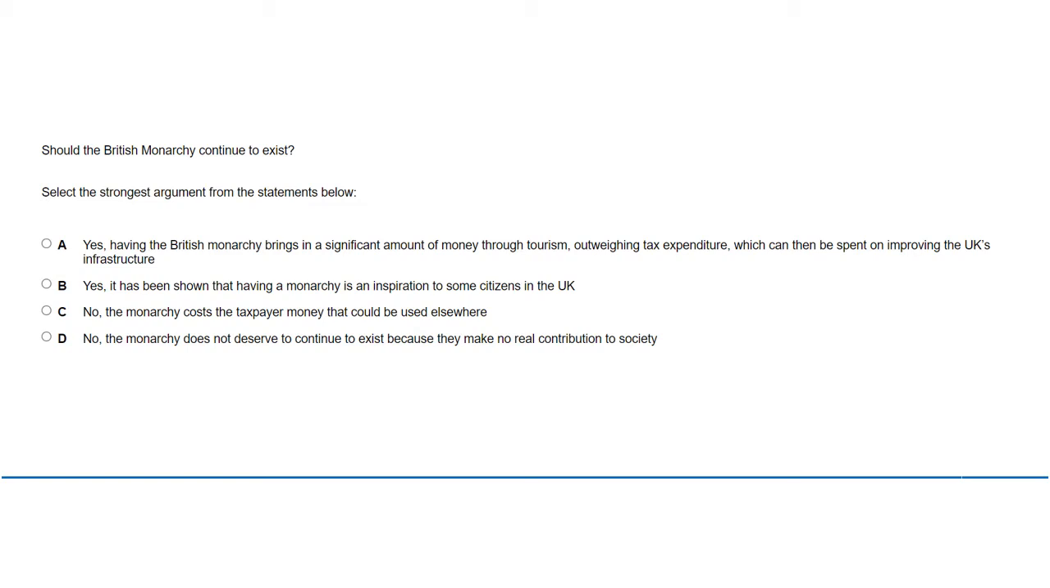And D: monarchy does not deserve to continue to exist. That word "deserve" is an emotional word, and you're always going to be suspicious of those. Equally, if it was glorifying it and saying how wonderful it was, you're going to be suspicious of that, because you're looking for hard facts here, not feelings that people have about it. So that immediately is going to put you off that one. And similarly, "no real contribution to society." What does that mean? What's a valid contribution to society? That's a bit of a vague idea. So it's very clear in that case that the only real argument with any strength at all is A, and therefore that's the right answer.